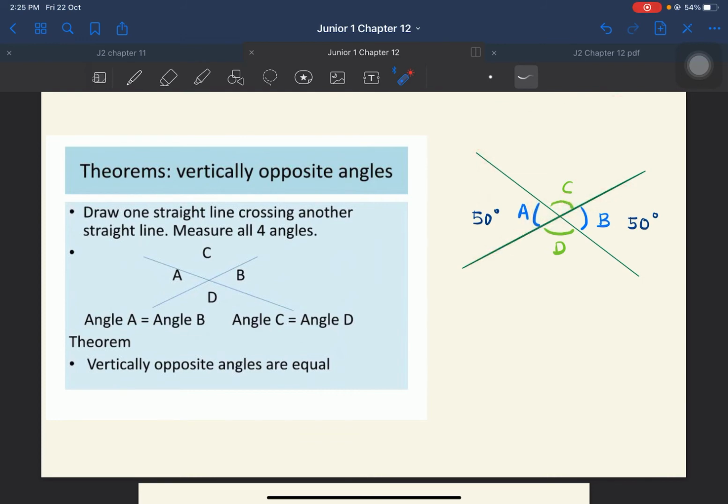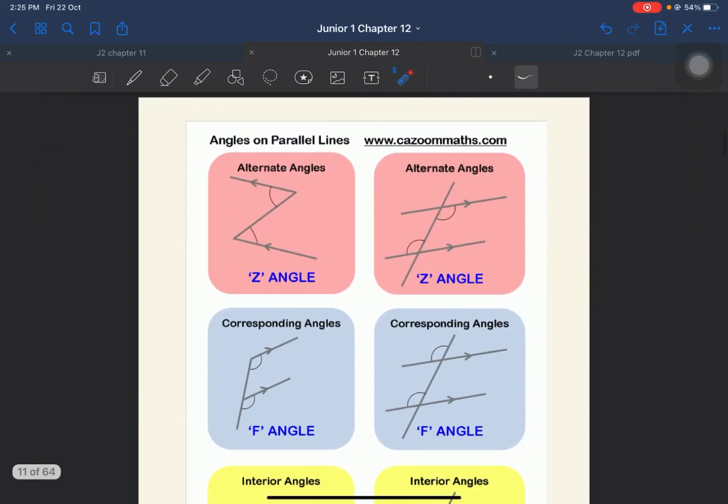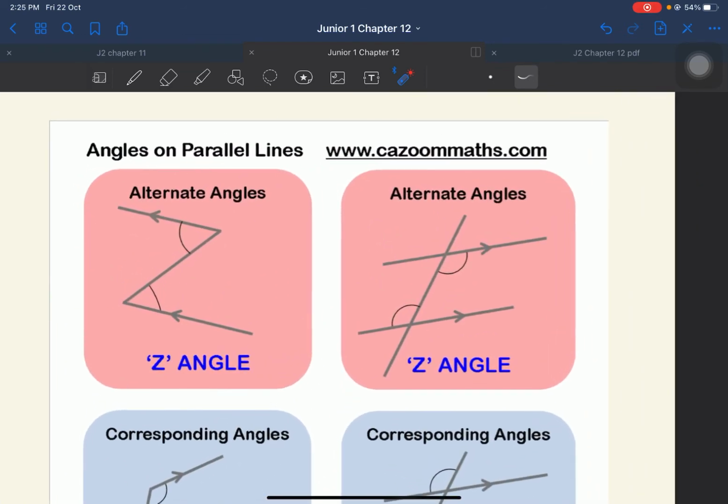Okay, vertically opposite angle. Besides, we're going to learn about alternate angle. What is alternate angle? Alternate angle is when you have a pair of parallel lines and you have a transversal. Transversal refers to a line that cuts through two lines or more. We call it a transversal line.